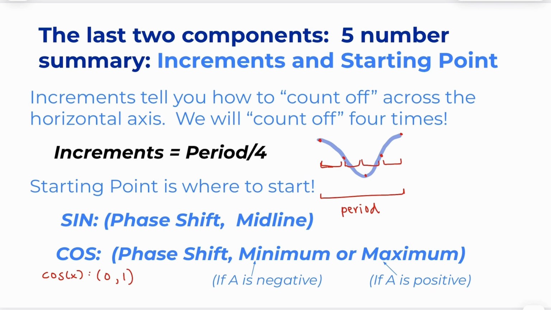So it doesn't start in the middle like sine, so it's not just whatever the midline was. It's actually kind of the amplitude away from the midline, either going up if A is positive or down if A is negative.